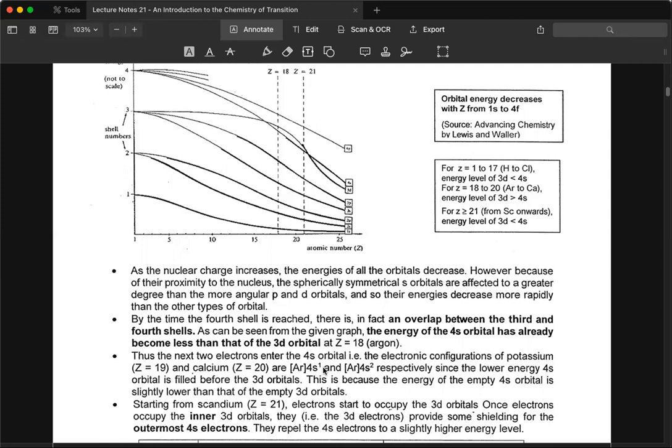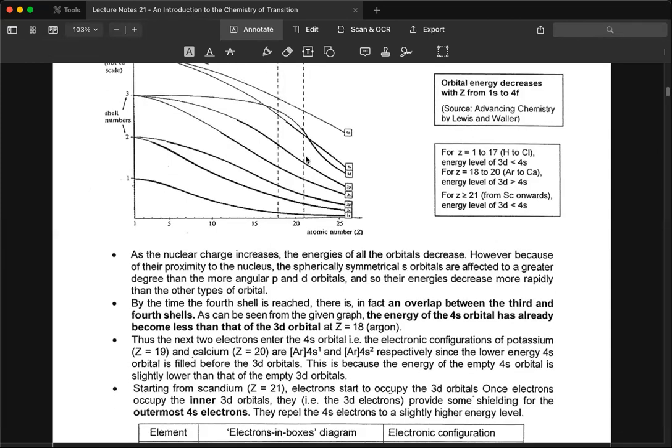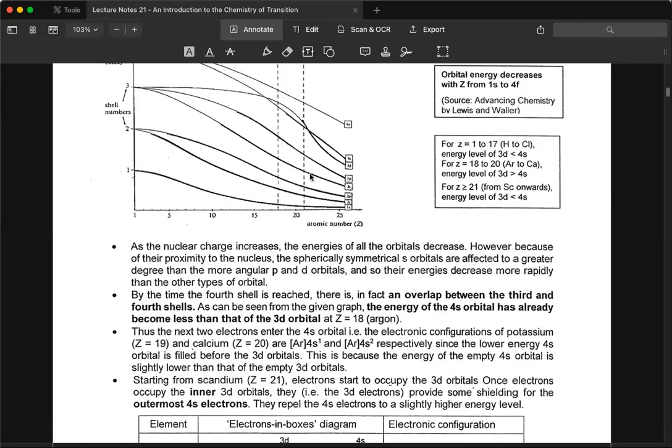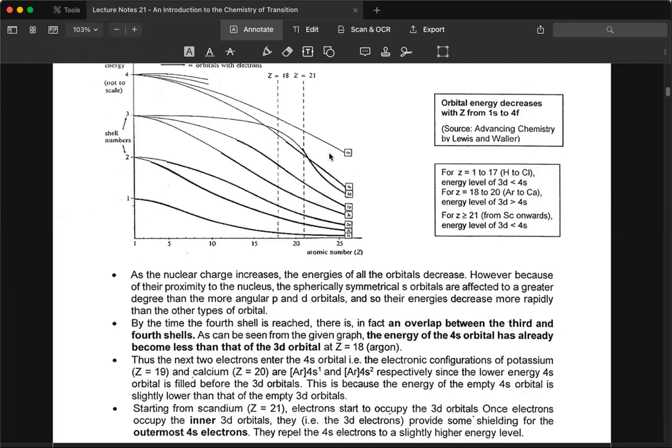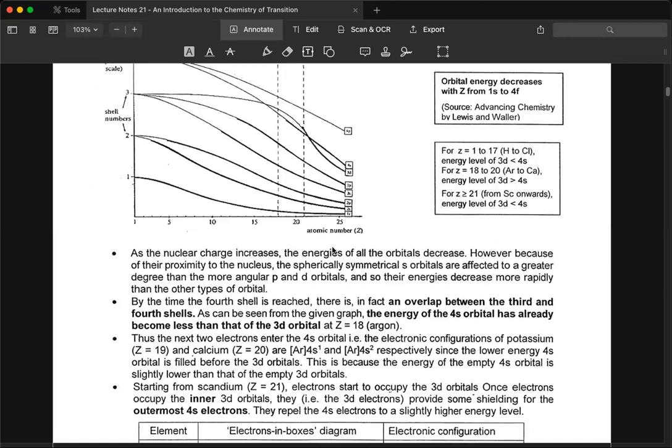Since the lower energy 4s orbital is filled before the 3d orbitals. This is because the energy of the empty 4s orbital is slightly lower than that of the empty 3d orbitals. Starting from scandium, electrons start to occupy the 3d orbitals.